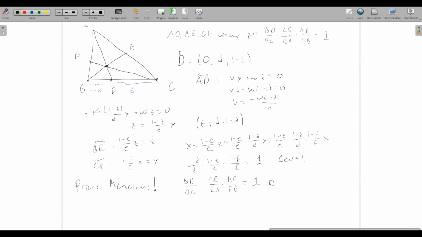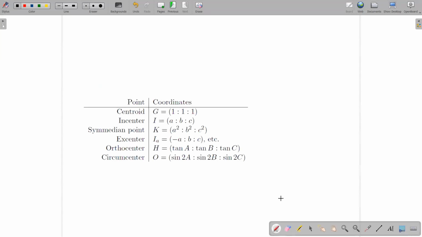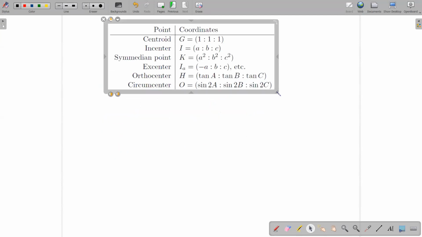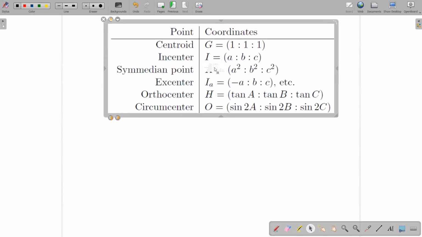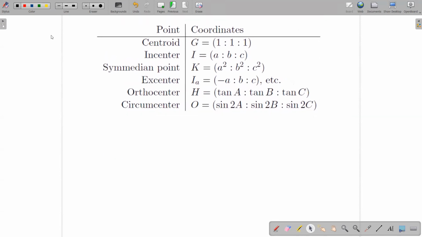All right. Let's see some special points then. I'll just copy this table. This is from Evan Chen's book, this table right here. I hope you can see why most of these are true.